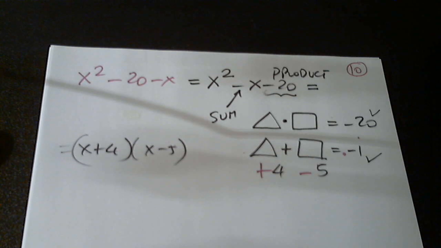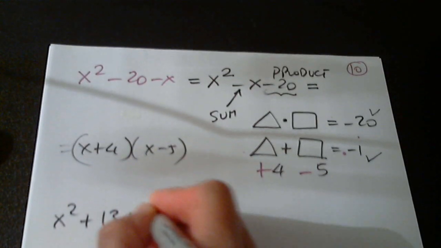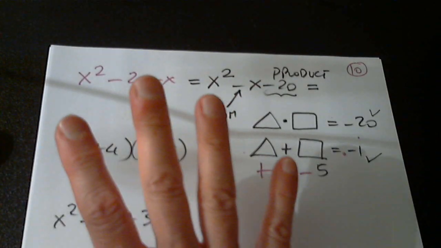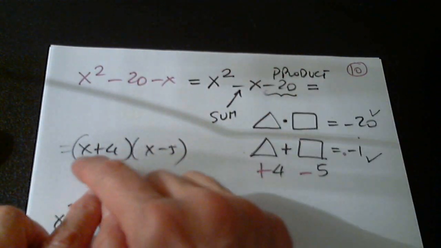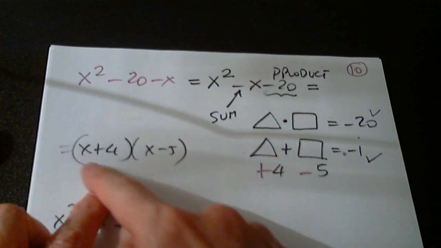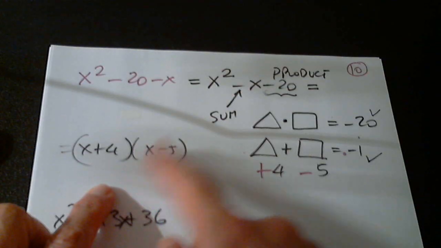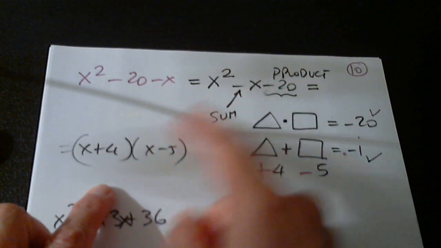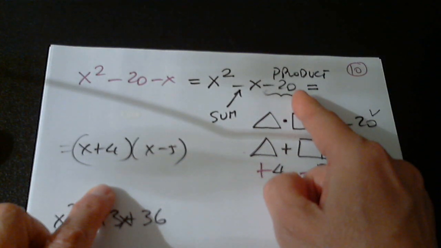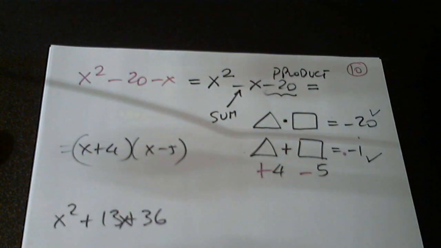So this is not that difficult, I would say. Let's try another example. Let's say x squared plus 13x plus 36. Now you can say, wait a minute, show me. Okay, here it is. x times x is x squared. Negative 5x plus 4x is negative x. Positive 4 times negative 5 is negative 20. It takes a blink to check. Till you get used to these things, I would always check. Always.